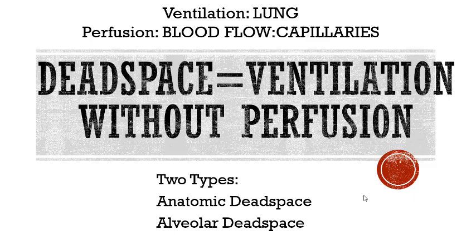So, dead space. Dead space is ventilation without perfusion. Ventilation, you can think about the lung. Perfusion, we're talking about blood flow. We're talking about your capillaries. So, dead space is where you have ventilation without perfusion. You can imagine it as areas of the lung, alveoli, that exist that don't have any blood flow going to them. So, you have oxygen there and you don't have any blood flow. There's two types that we're going to talk about: anatomic dead space and alveolar dead space, and I'll further define those as we go through. But really, dead space is ventilation without perfusion.